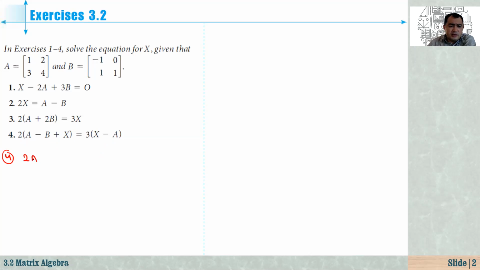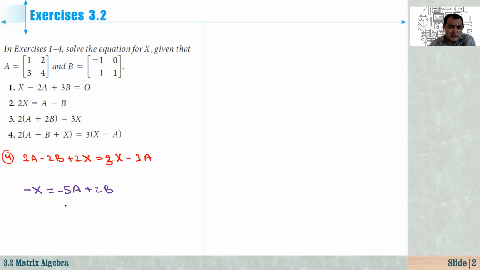It's like 2A minus 2B plus 2X is equal to 2X minus 3A. Now, if you take this one, it's 3X. Take everything to the left-hand side. Here we have 2X minus 3X, so here we have minus X. And 2A minus 3A, minus 2A, that is minus 5A on the right-hand side. Negative 2B, take to the right-hand side, it is plus 2B.